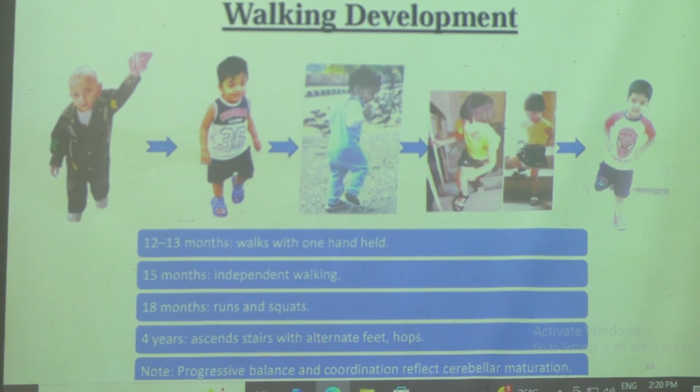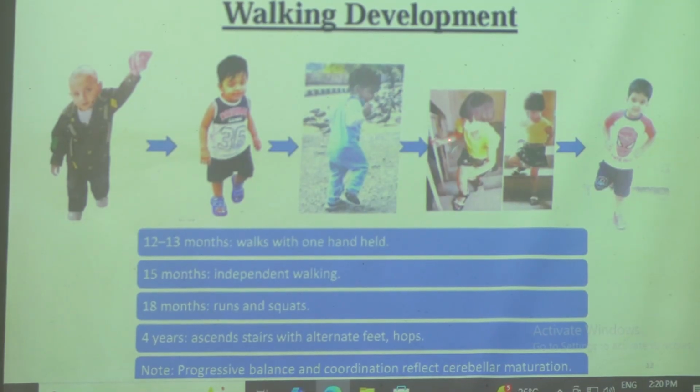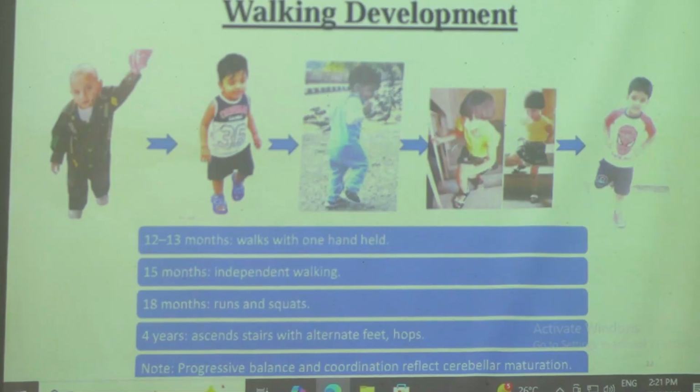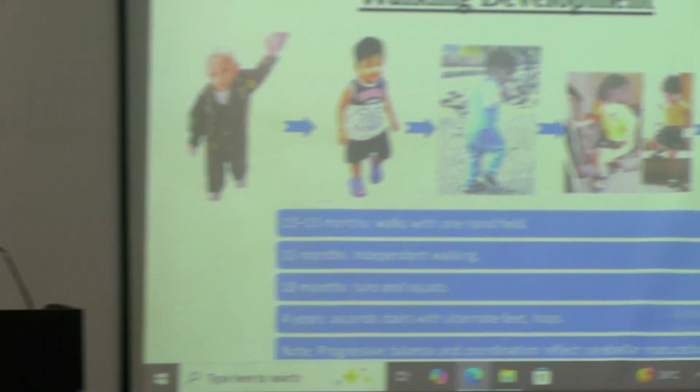At 4 years, he ascends stairs with alternate feet. See, he is walking at 4 years with alternate feet. But at 2 years of age, he can climb the stair with 2 feet on one stair. But at 4 years, he can alternate feet, he can walk. Okay? That is called, what is this? Hop. You hop at 4 years of age.